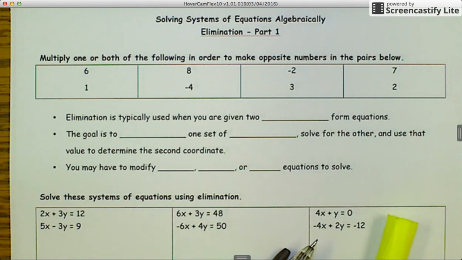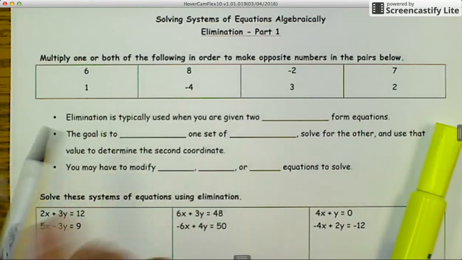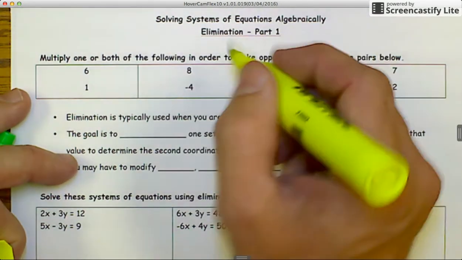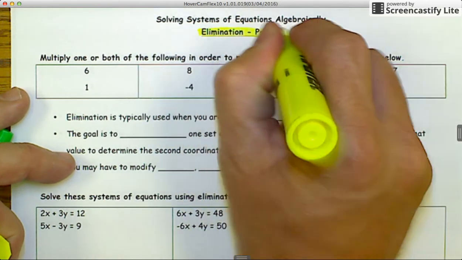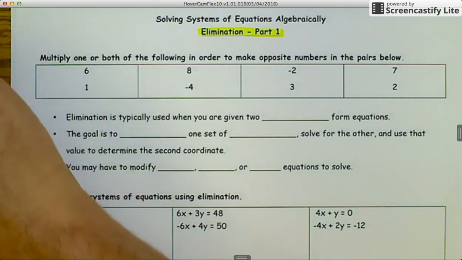Okay, welcome back. Today we are going to talk about systems of equations again, and we're going to solve algebraically, but instead of doing substitution, which we did last week, we're going to talk about the second method of doing them algebraically, which is called elimination.